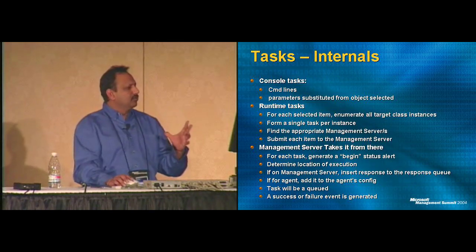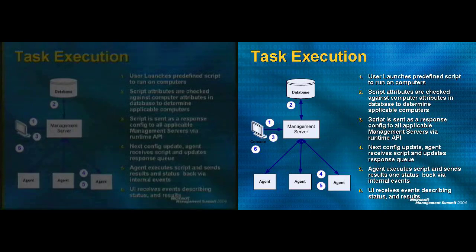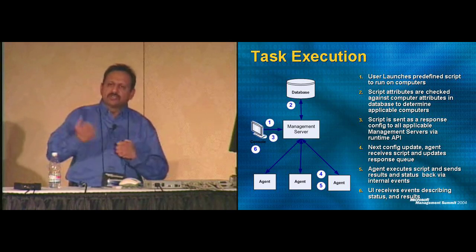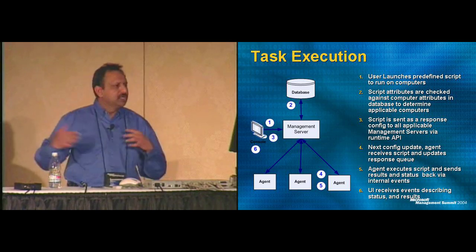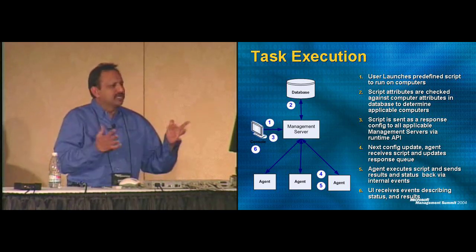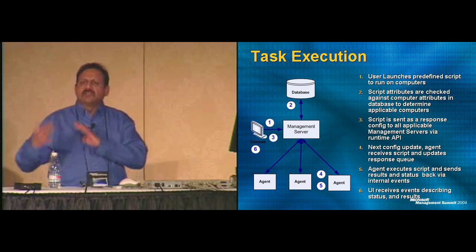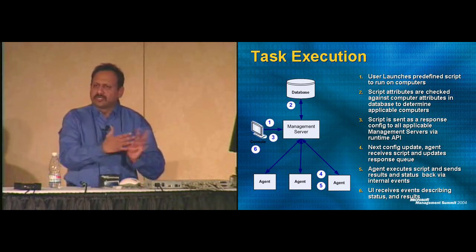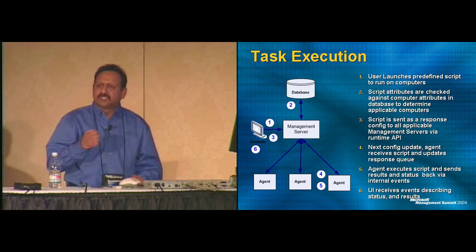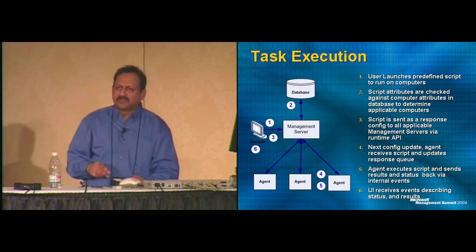So, looking at how the internals of it works. In fact, let's just look at this workflow here. So, let's say a user launches a predefined script to be run on a bunch of computers. What we will do in step 2 is the UI will go to the database and for the set of computers, look at all the things that have to be targeted. Let's say it was targeted to drives. So it'll enumerate all the drives that you want to run this script against. And now you have a choice of picking the drives that you want and overriding for the ones that you don't.